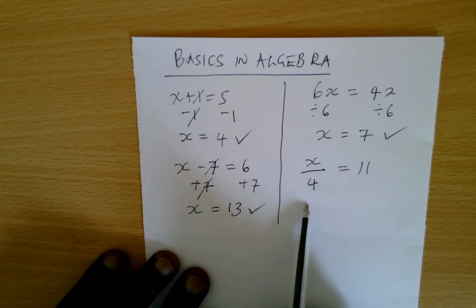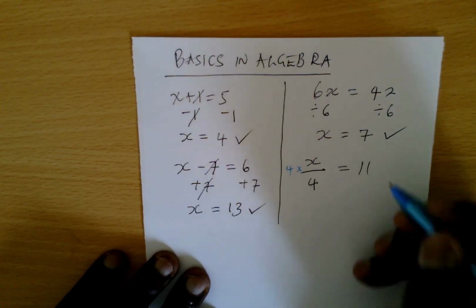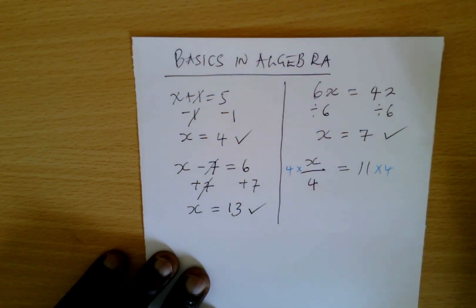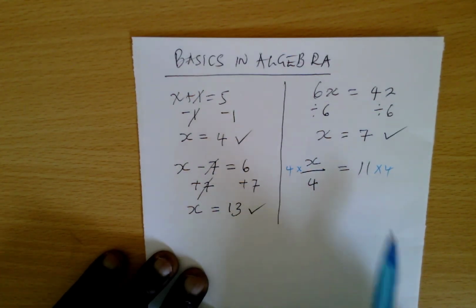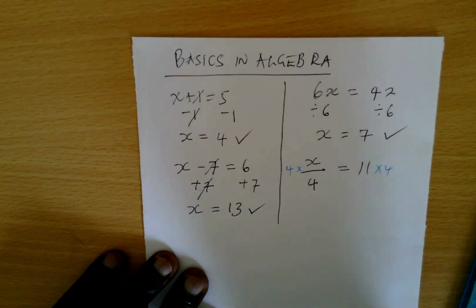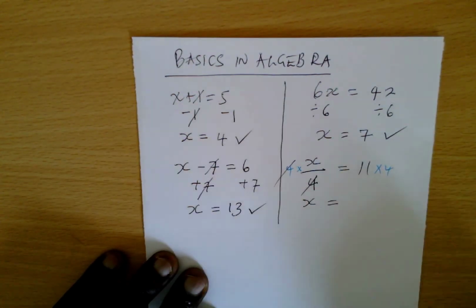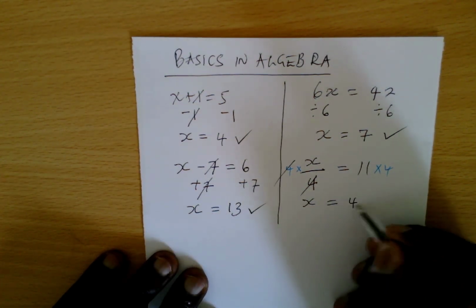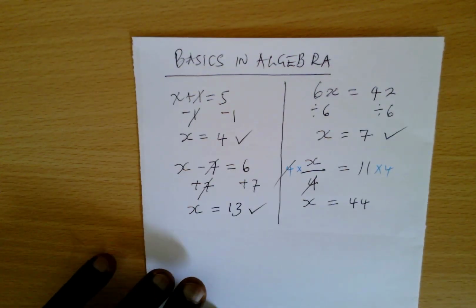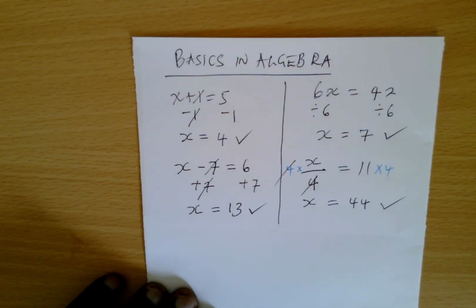Now, since we have divided, what I will do is multiply either side by 4. Like I always say, whatever you do to the left, you do to the right. So once we do that, this 4 cancels out. We are left with x, and then we are left with 11 times 4, which gives us 44. So in other words, we have actually solved the equation.